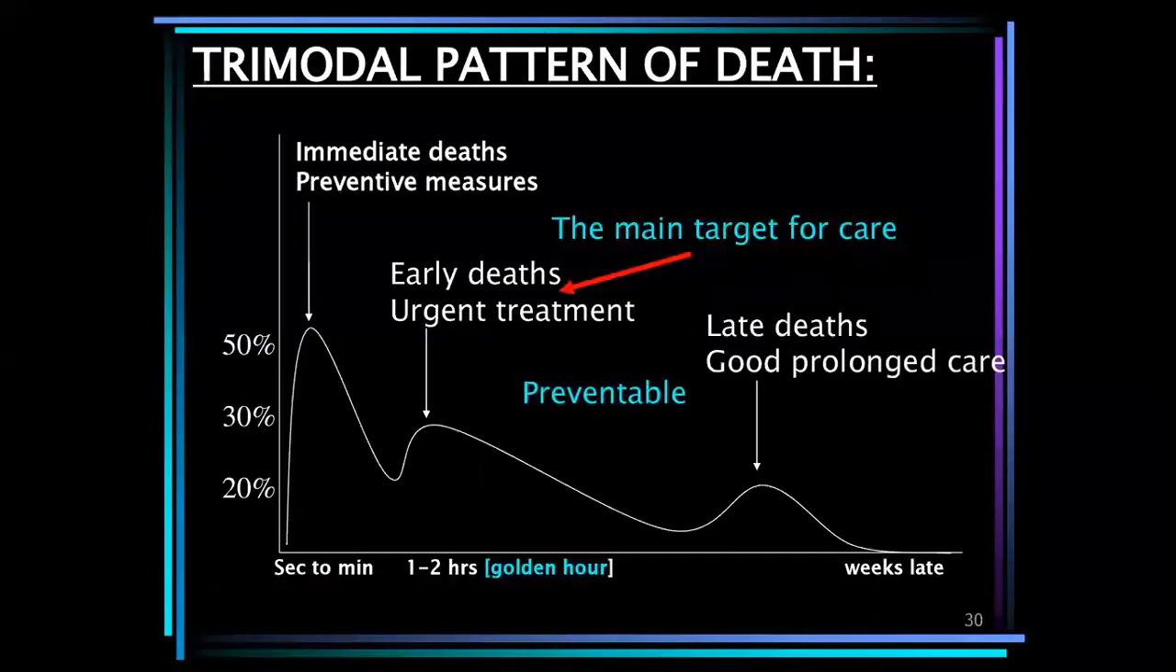Now, this evaluation pattern or the primary survey follows the trimodal pattern of death. You must be aware of this trimodal pattern of death, which includes immediate death, early death, and late death. So 50% of the mortalities which occur after a trauma occur as immediate death.